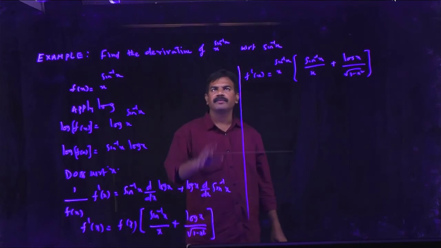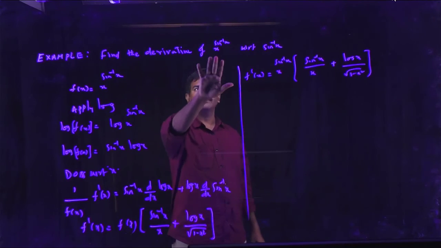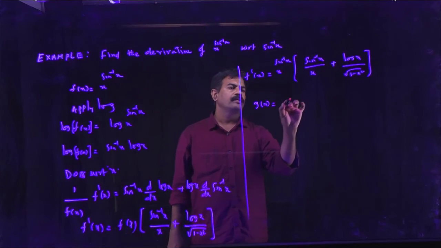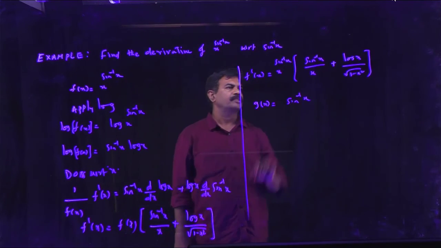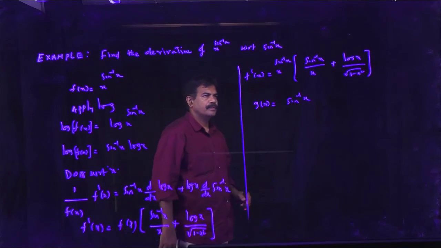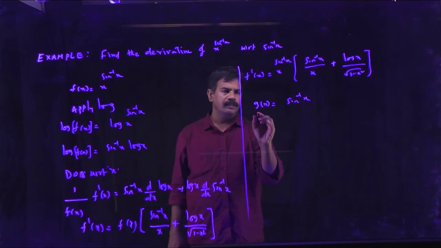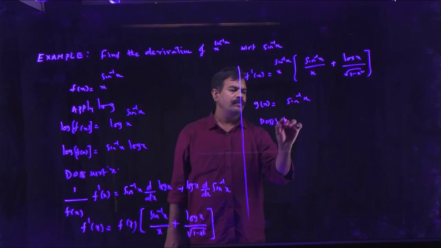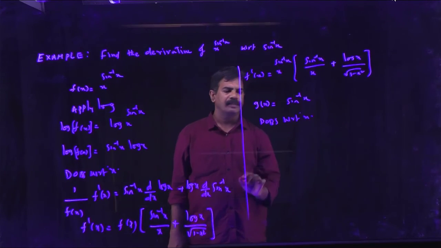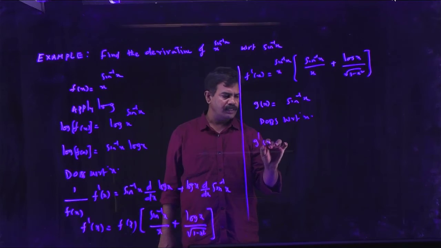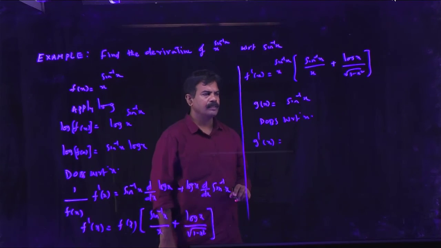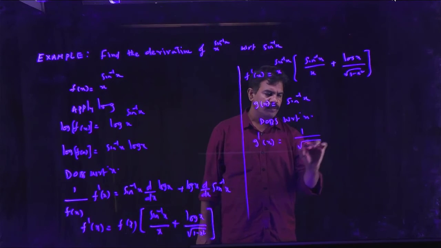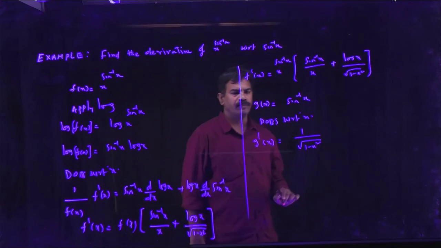Now we find g dash x. That is, we take g of x is equal to sin inverse x. Differentiating on both sides with respect to x, the derivative of g of x is g dash x, which is equal to the derivative of sin inverse x, that is 1 by root of 1 minus x square.